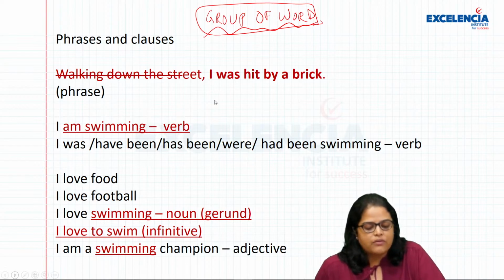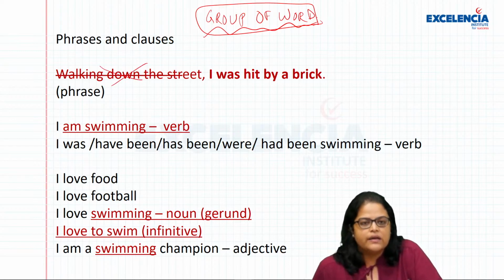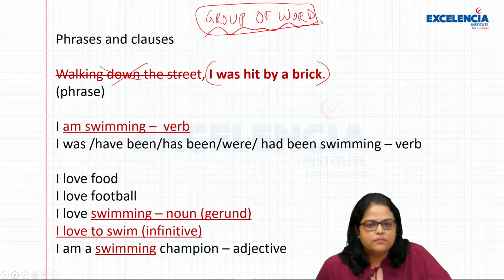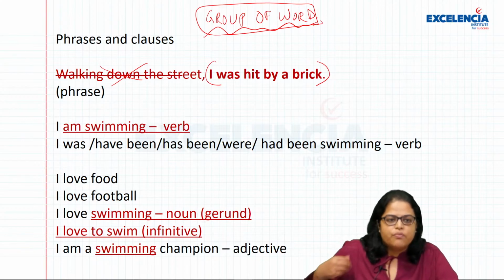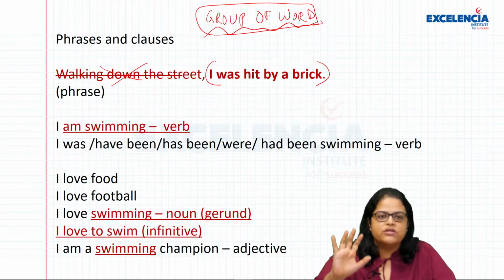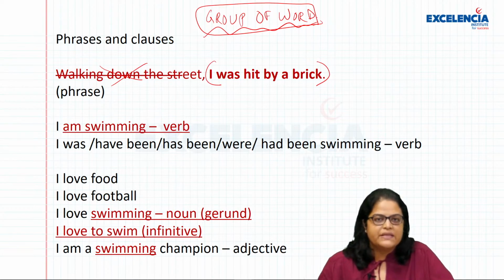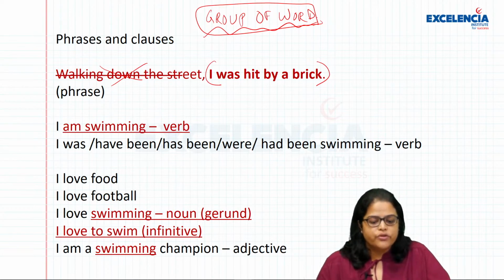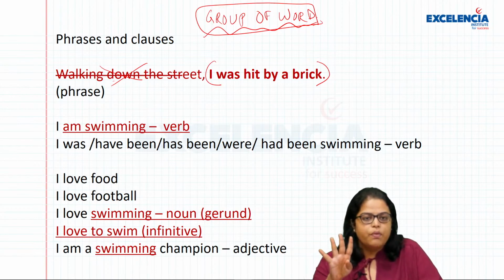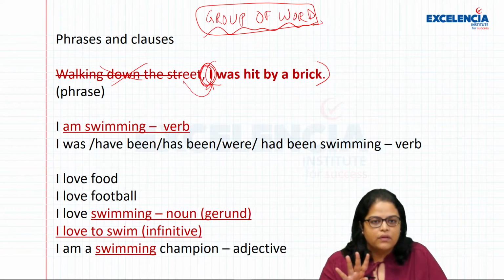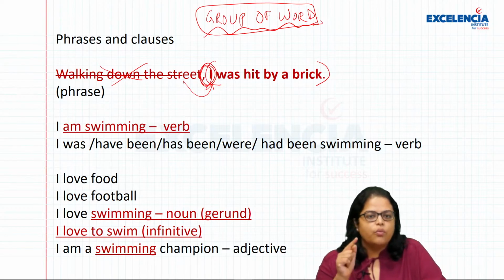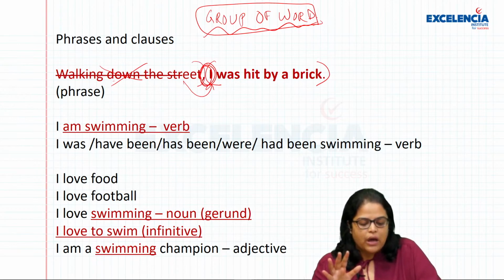If I say walking down the street, I was hit by a brick. Guys, tell me, can I not just conveniently delete this and just say I was hit by a brick? I can, right? I can just remove walking down the street and say I was hit by a brick. That's my main sentence. Walking down the street is not one word, but a group of four words which is describing the pronoun I.